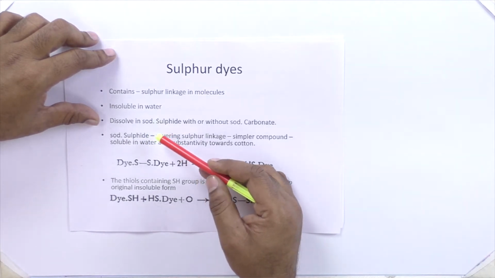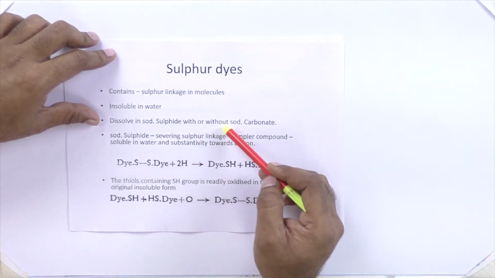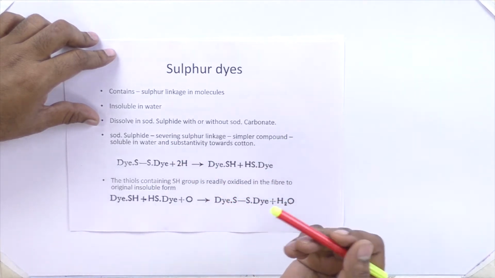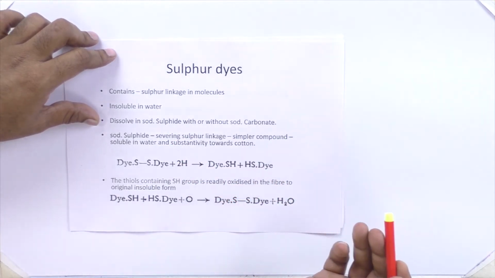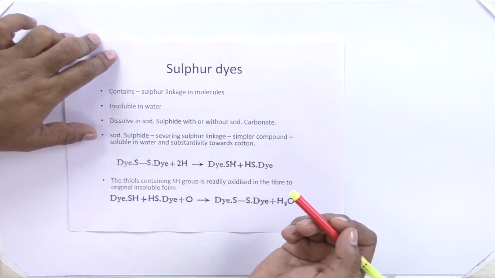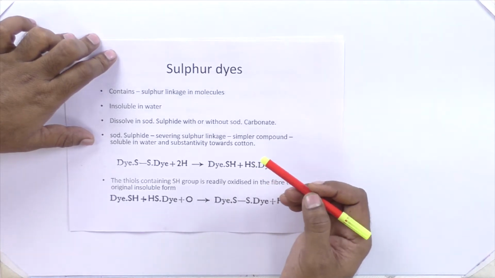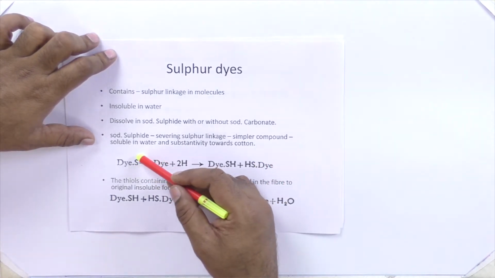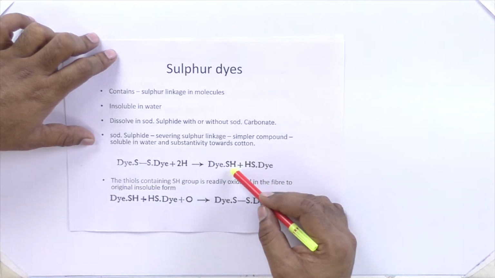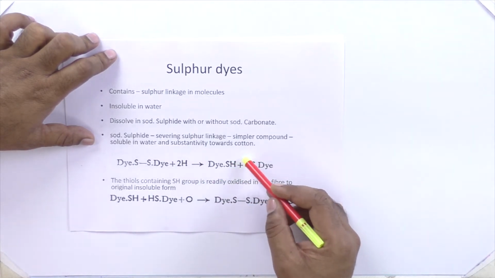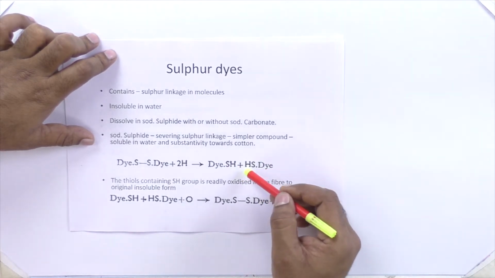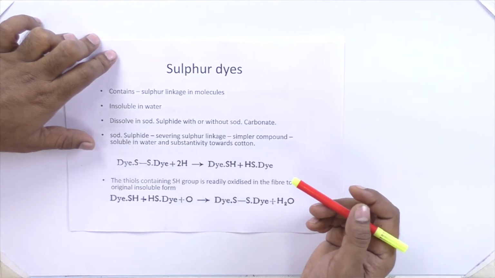So for the reducing step, we have to add sodium sulfide and sodium carbonate. You can add either sodium sulfide and sodium carbonate, or you can add sodium sulfide alone, depending upon the method you choose. Sodium sulfide will sever the sulfur linkage and convert it into a simpler compound. So this is the simpler reduced sulfur dye, and it will be easily soluble in water.